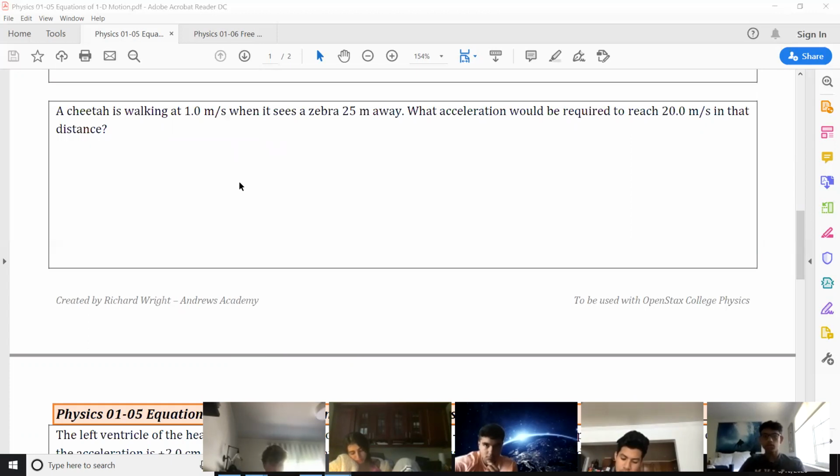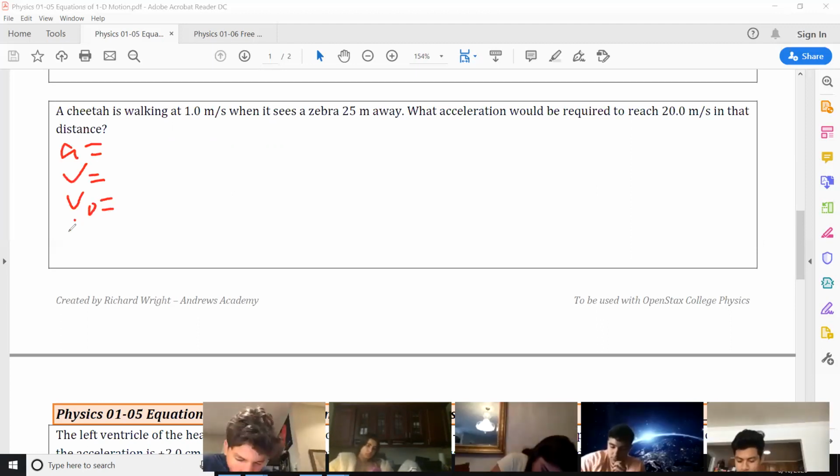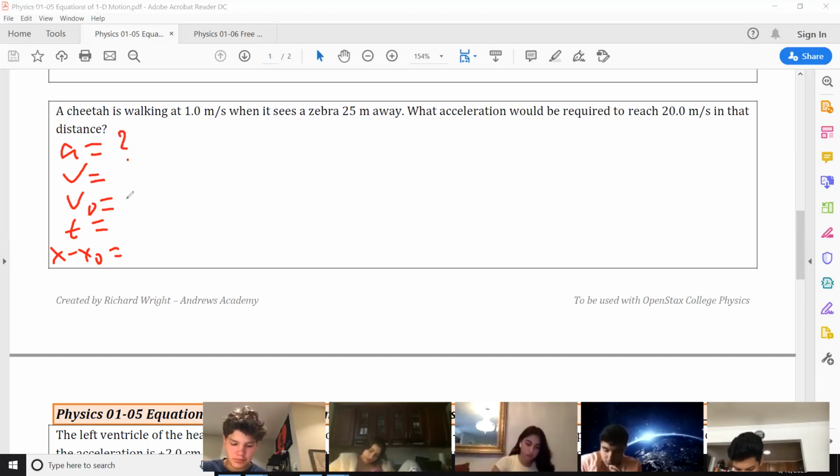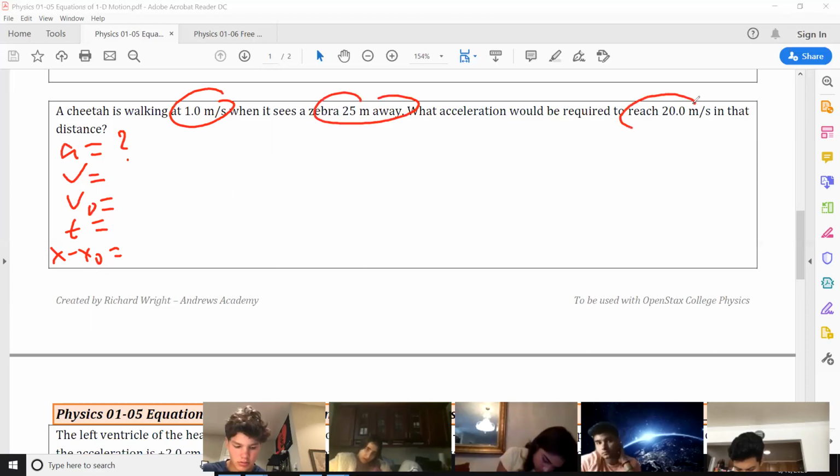So Farah, I'll have you help us out here. So again, our strategy: a, v, v0, t, x minus x0. So first, what do we want in this problem, Farah? We want acceleration. Great. So put a question mark there. What am I given? You're given the velocity. We're given two different velocities, right? Yeah. So which one's which?